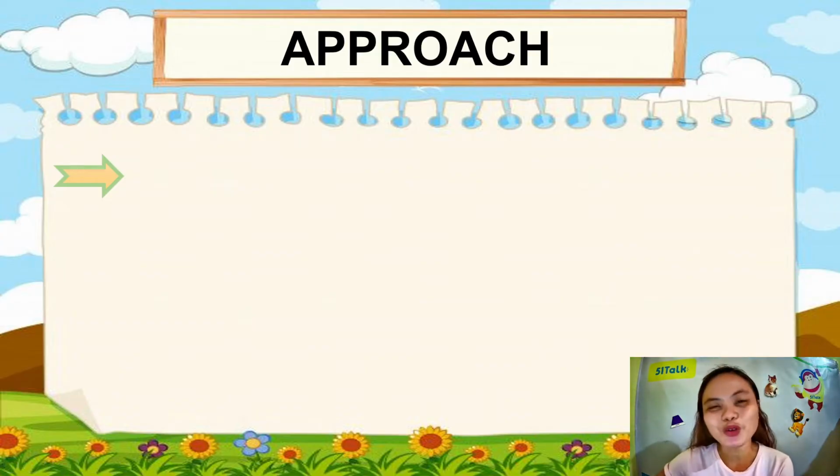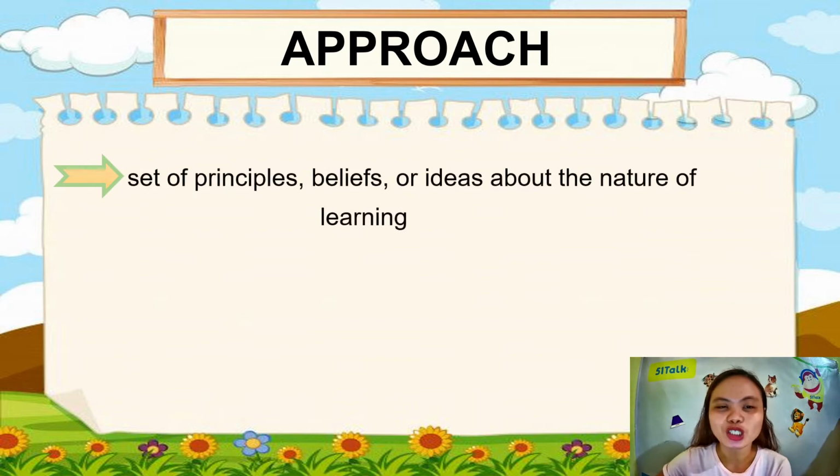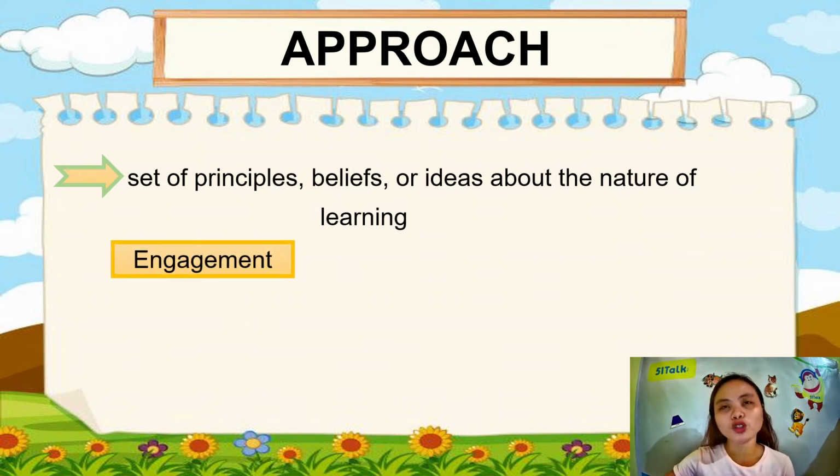So first we have the approach. An approach is a set of principles, beliefs, or ideas about the nature of learning. A learning approach is the way teachers view the learning process, in which there are learning assumptions and theories which serve as the guiding principle of the teacher in carrying out her lesson. The approach of a teacher may vary according to the following categories.